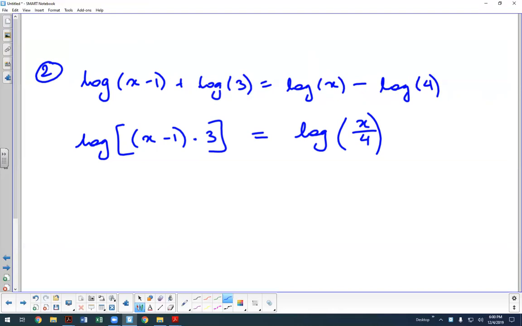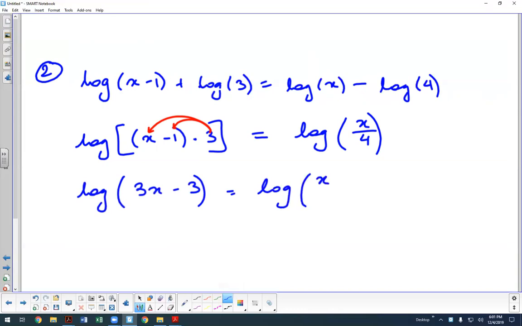On the left-hand side, since you've got x minus 1, that whole quantity multiplied with 3, go ahead and distribute the value of 3 inside the parentheses, which will, of course, end up giving us 3x minus 3. And log of x over 4 on the other side.